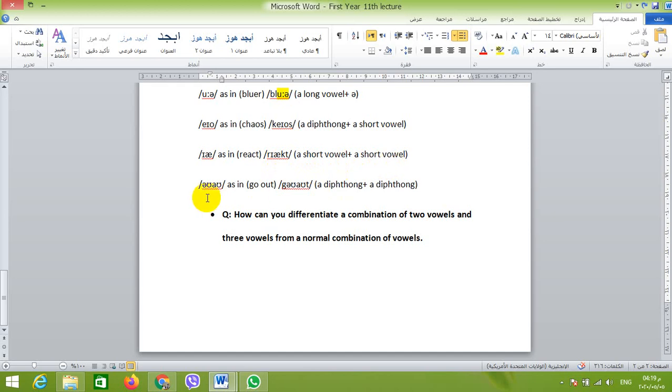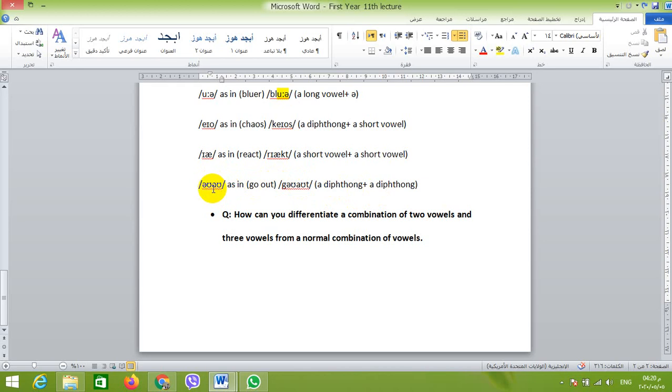Now, the last example, which is very interesting, here we have a diphthong plus a diphthong. We have the diphthong o, for example, and the diphthong ow, as in go out. Here we have 2 diphthongs, one after the other. So you need to be careful.